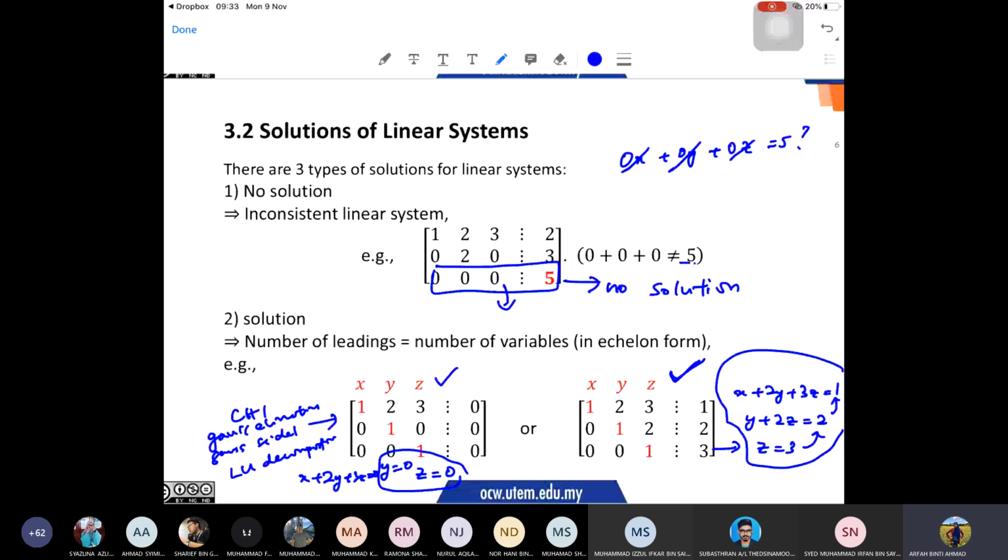Okay, I give you another 2 minutes untuk tengok sekejap before kita go through dengan example.